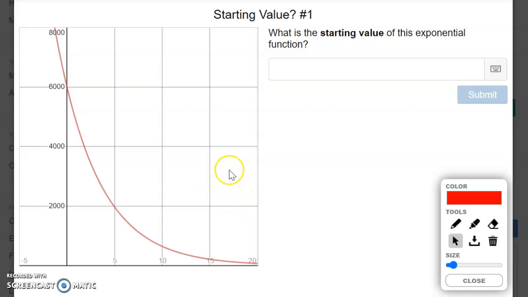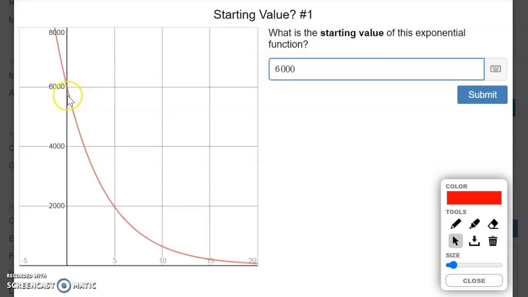Card number 6. Now the question is asking, what is the starting value from this function here? Starting value, if you recall from your equation, is when x is equal to 0, or the y-intercept. So what is the y-intercept in this case? It's 6,000. So the starting value is 6,000.